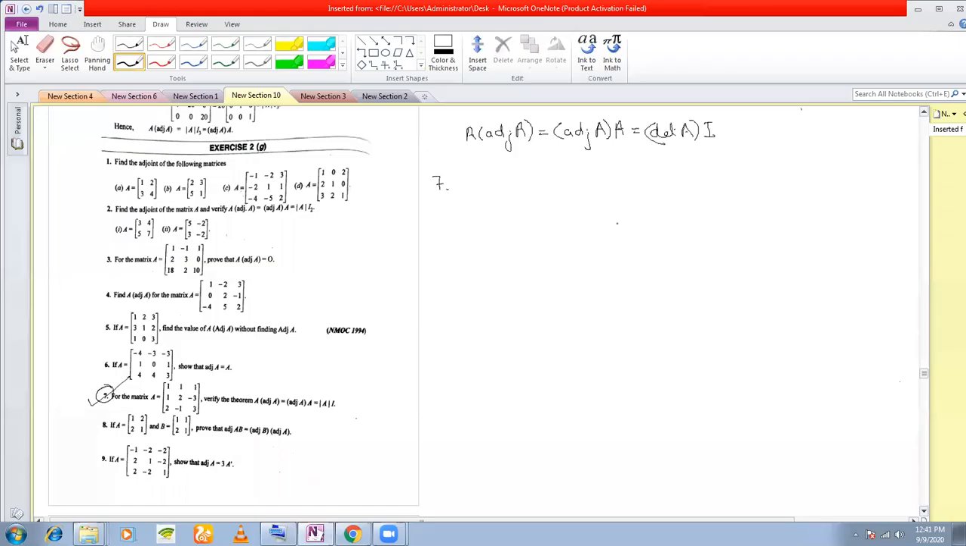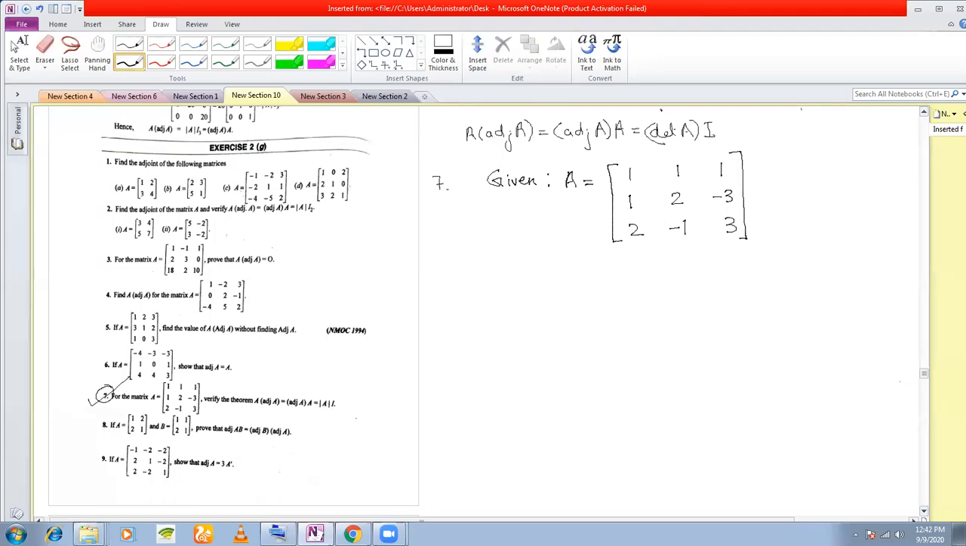Number 7, here we have the given matrix A is equal to [1, 1, 1; 1, 2, minus 3; 2, minus 1, 3]. Verify that A into adjoint of A is equal to adjoint of A into A is equal to det A.